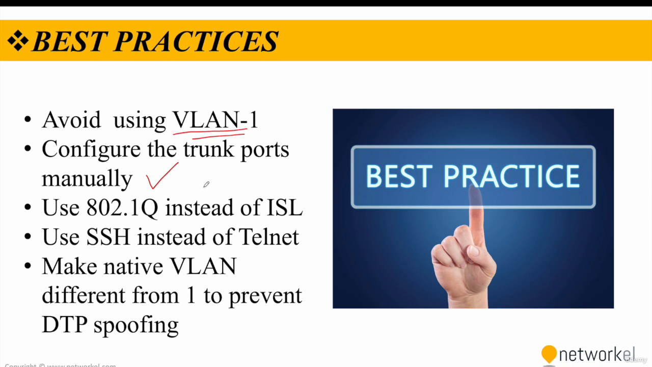The third thing is we need to use .1Q instead of ISL because .1Q is more effective, as I told you. Always use SSH instead of Telnet when you are trying to access your devices remotely, because SSH is more secure and encrypts the communication, as you know. And the last thing is make the native VLAN different from VLAN 1 to prevent DTP spoofing attacks.